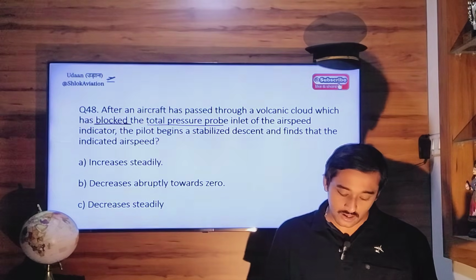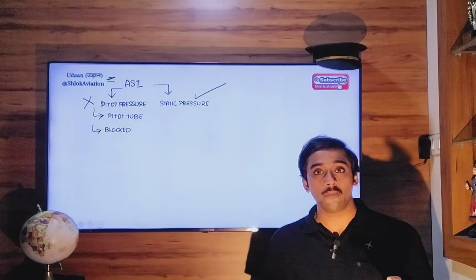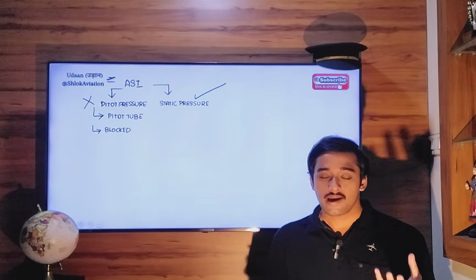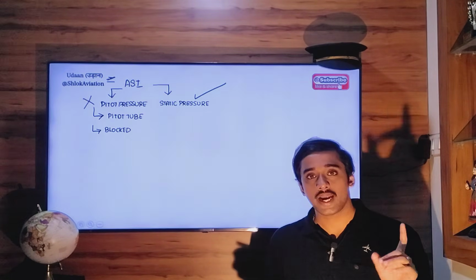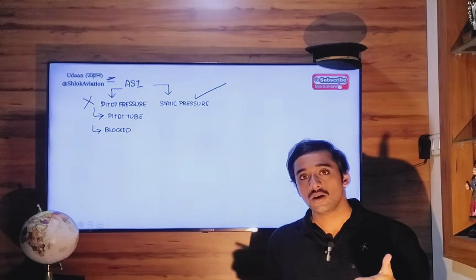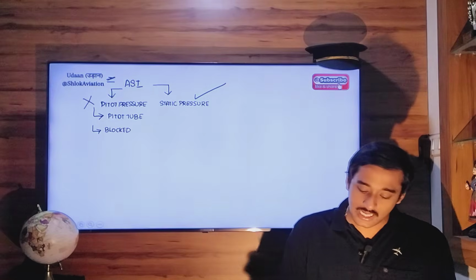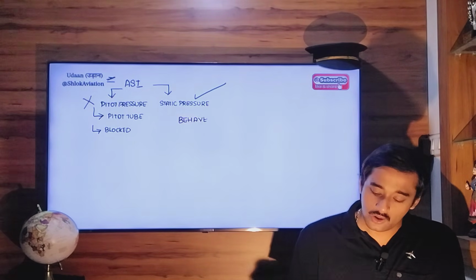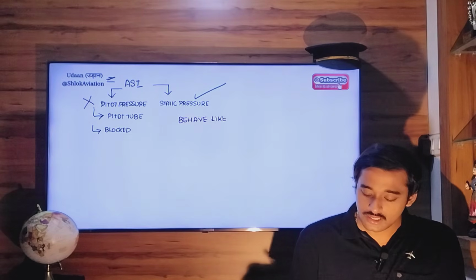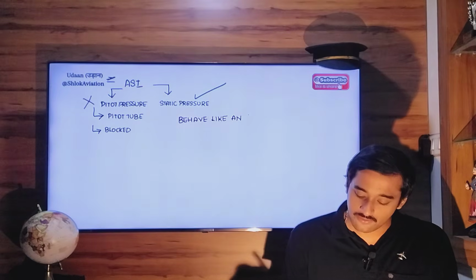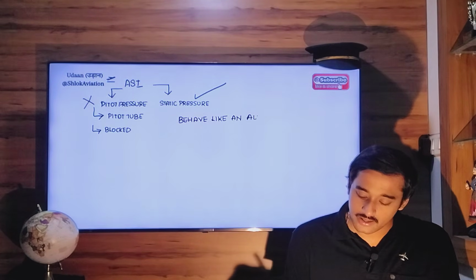Okay, so if the pitot probe gets blocked, there is no pitot pressure, right? No pitot pressure, no dynamic pressure. As a result, the only information entering the ASI case or instrument is static pressure. So the ASI will automatically start to behave like an altimeter. It will only respond to changes in static pressure. So it will behave like an altimeter.